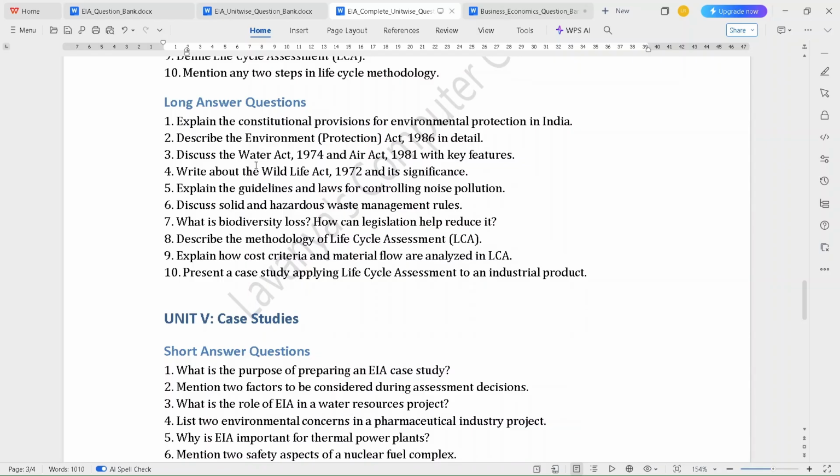Explain the guidelines and laws for controlling noise pollution. Discuss solid and hazardous waste management rules. What is biodiversity loss? How can legislation help reduce it?